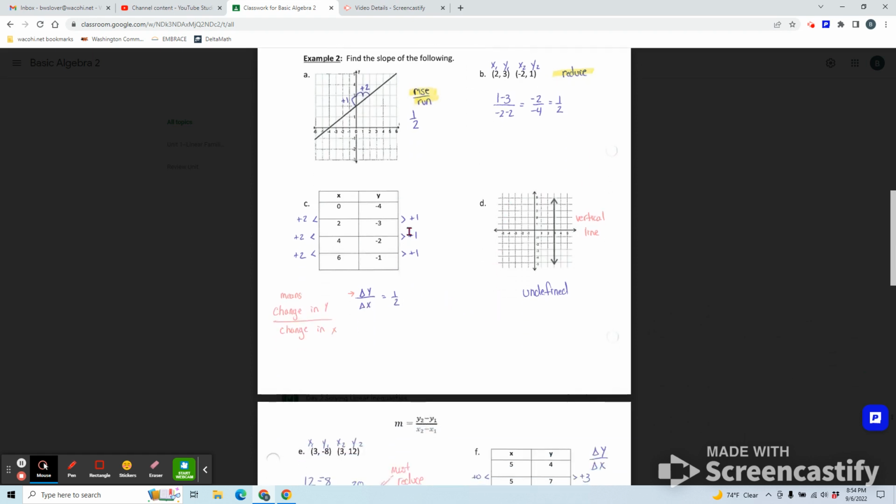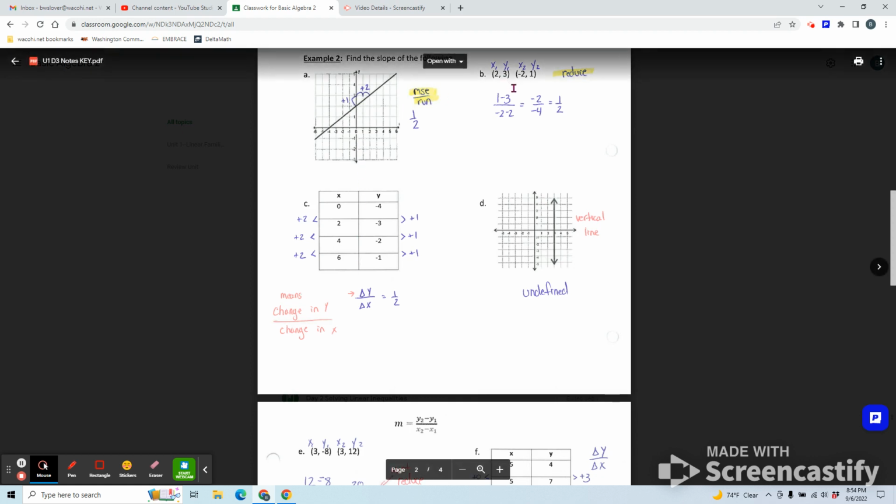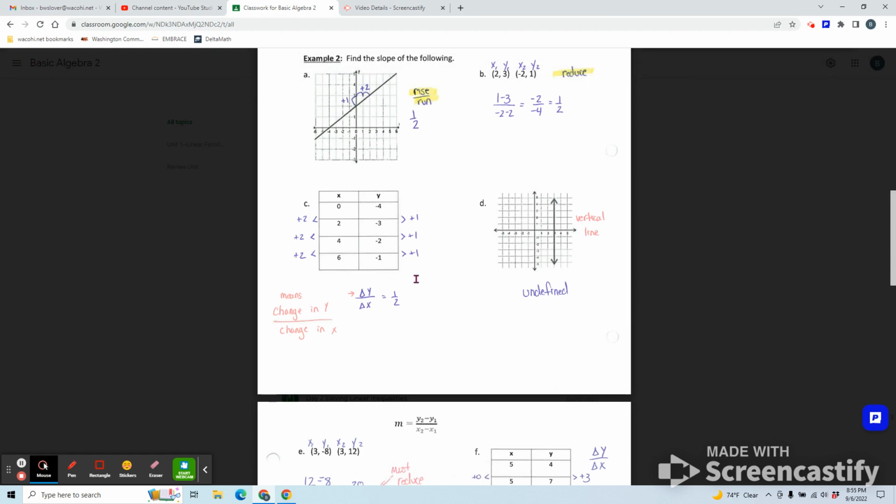Letter C. You may have seen a table like this in science class, or you may not have. Instead of me graphing it, or giving you ordered pairs, I'm giving you a set of data. Based on that, can we figure out the rate of change? We can. If I'm going in my x values from 0 to 2, 2 to 4, 4 to 6, I'm adding 2 each time. If I look at my y values, I'm going negative 4 to negative 3, then to negative 2, to negative 1. So I'm adding 1 each time.